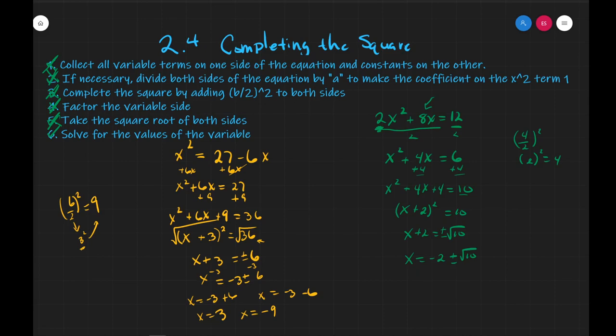Once we have that, we want to get x by itself, so we subtract 2 from both sides, and we get x equals negative 2 plus or minus the square root of 10 for our solution. And that is completing the square. Make sure you are doing these steps every single time you are trying to solve a completing the square problem, and you should have no issues.